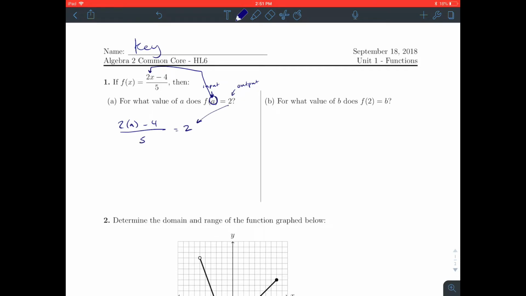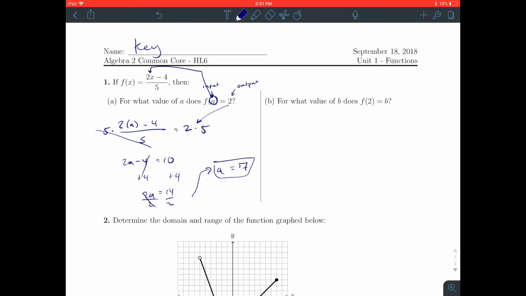Alright, so now all we have to do is solve for a. We multiply by 5 on both sides. We get 2a minus 4 equals 10. We add 4 on both sides. We get 2a equals 14. We divide by 2 on both sides. We get a equals 7.